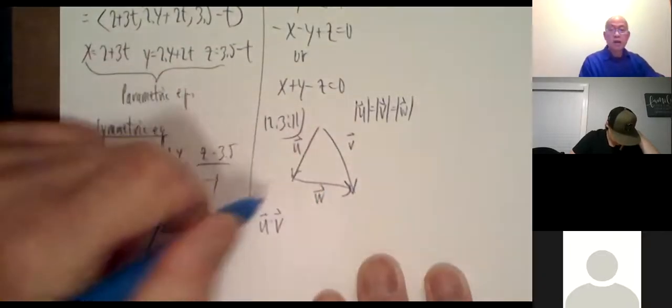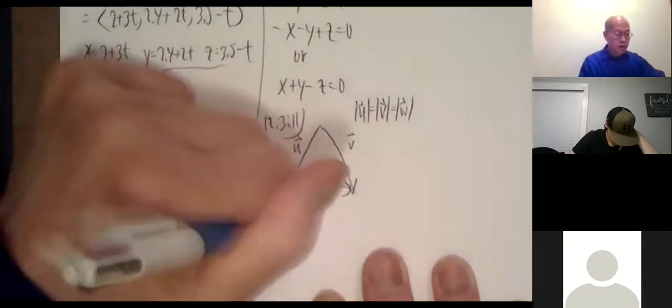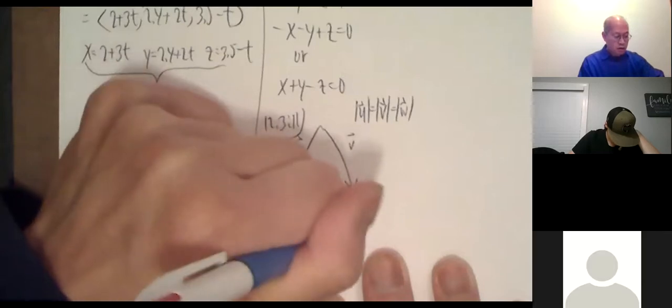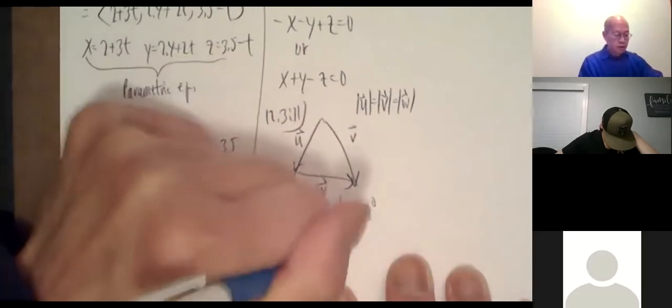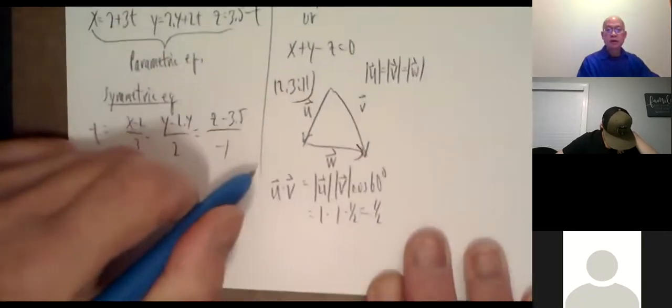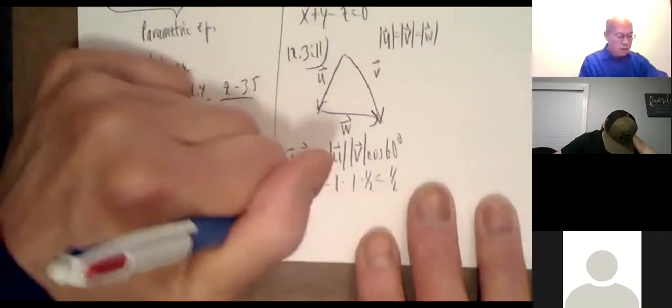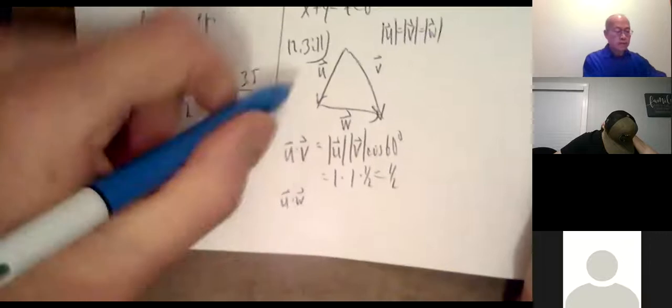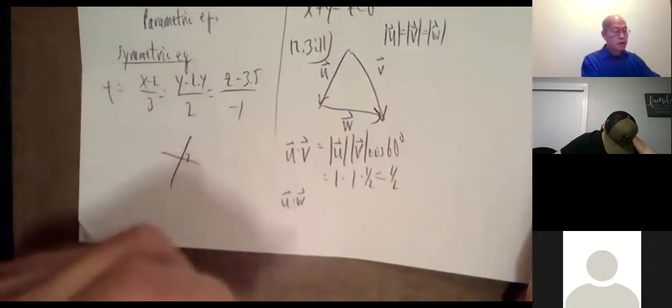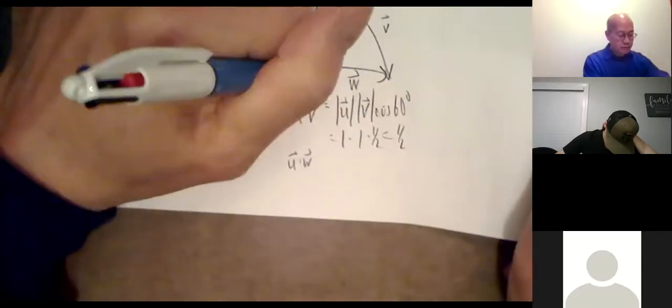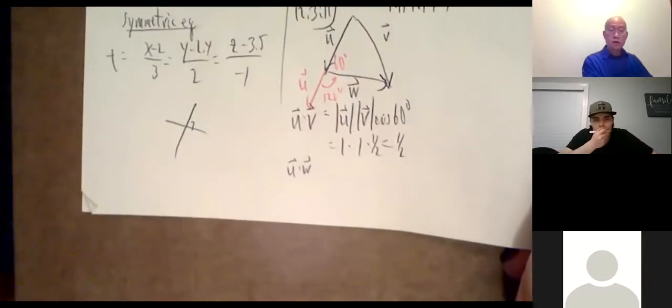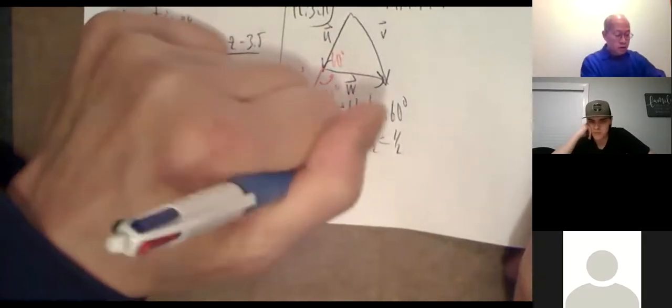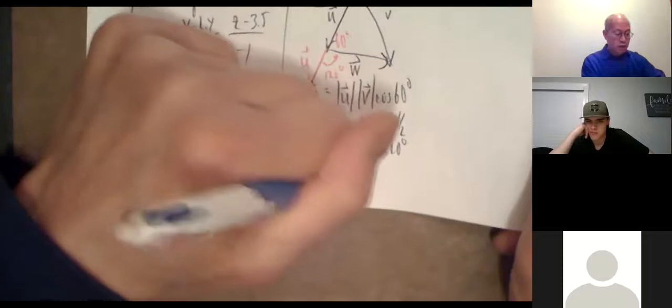Find U dot V. Okay, U and V are both emanating from the same point, so that's fine. So by formula, it's norm of U, norm of V, cosine of 60 degrees, which is 1 times 1 times 1/2, or 1/2. Okay. The trickier one is U dot W. They both have to emanate from the same point. So I'm forced to put a duplicate of U down here, which now makes this angle 120 degrees. So U dot W by formula is norm of U, norm of W, cosine of 120 degrees, which is negative 1/2. So 1 times 1 times negative 1/2, which is negative 1/2.